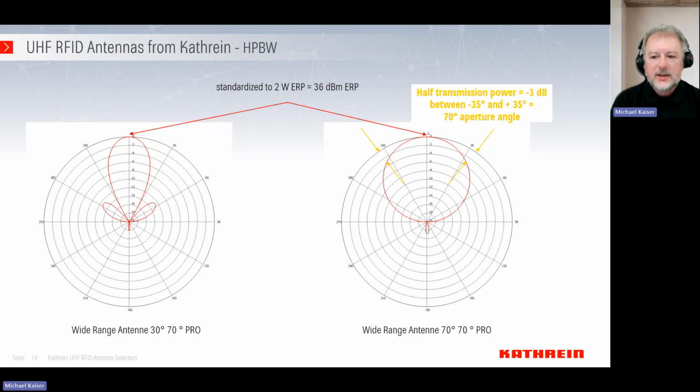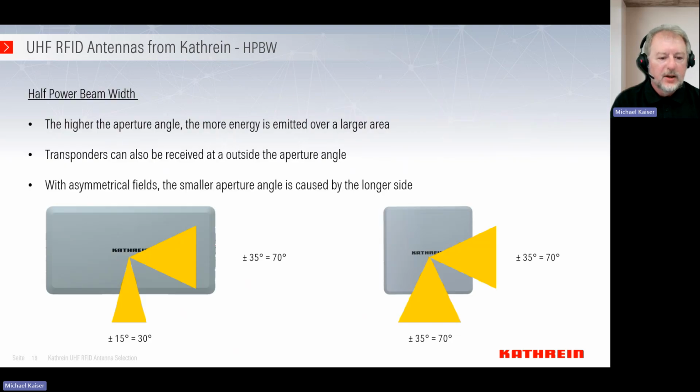Half power beamwidth means that we have a drop of the power by half. So in the main direction, we have the full power standardized, for example, to 2 watt ERP, and left and right, when the power drops by half, this means by 3 dB, we have a certain angle, plus 35 degree, minus 35 degree, and this gives you an aperture angle of 70 degree in this case. And of course, with the 30 by 70 degree antenna, we have this focusing in 15 degrees, because we have left and right 15 degrees, which gives you the total sum of 30 degrees opening angle.